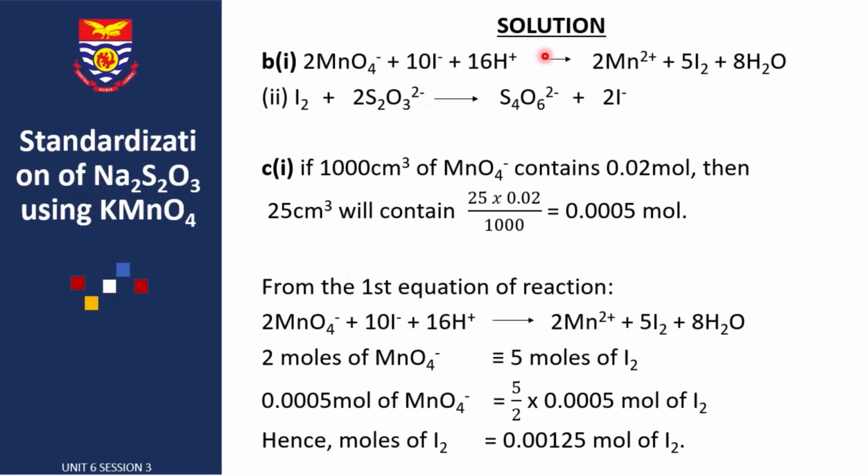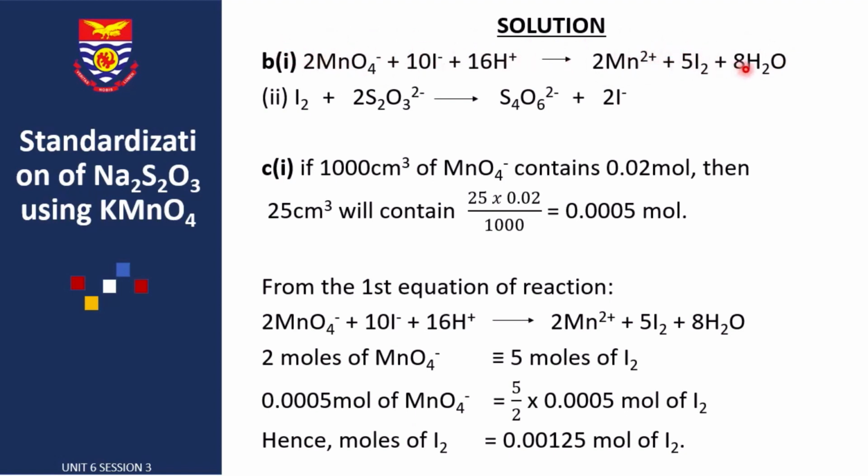Alright, solution. So we have to write equations to show the reactions taking place. Like we said, we are expecting two reactions. One is when we add the iodide to the permanganate, that is A and C. When we put them together, we expect this reaction. And so this is what we are going to have in the solution. It's a redox reaction. We have removed spectator ions.